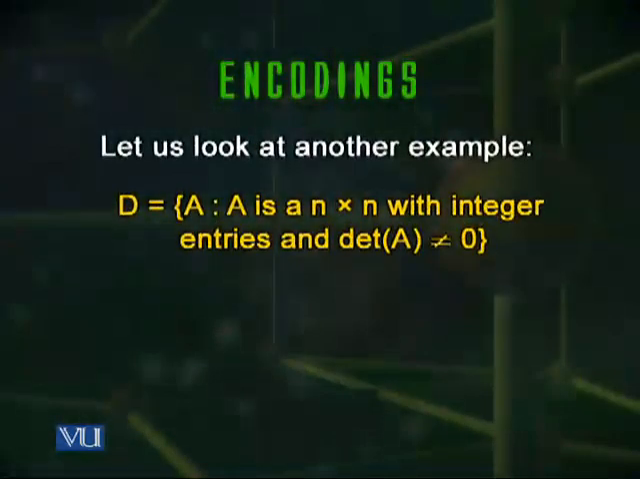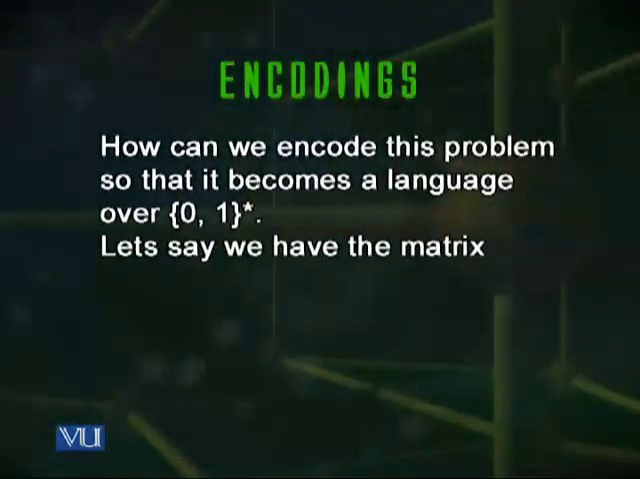Let's look at another problem. Suppose we are interested in matrices which have integer entries and whose determinant is not 0. So we are interested in invertible matrices which have integer entries. How can we pose this problem as a problem over strings which are made of zeros and ones entirely? So what we will have to do is come up with a way of encoding matrices into strings of zeros and ones. How can we encode this problem so that it becomes a language over {0,1}*?